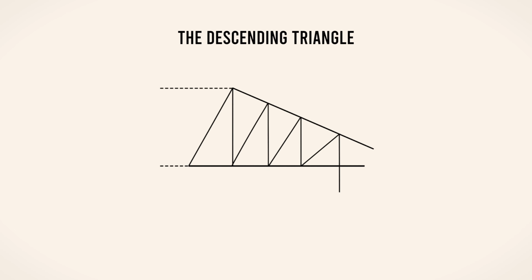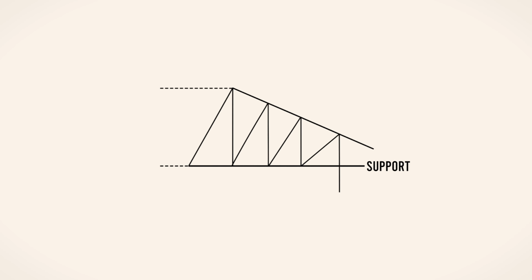The descending triangle. The opposite is true here. You have a flat bottom, horizontal support, and a falling top, lower highs. The bears are keeping the bulls in check, and the pressure is building against that support floor.